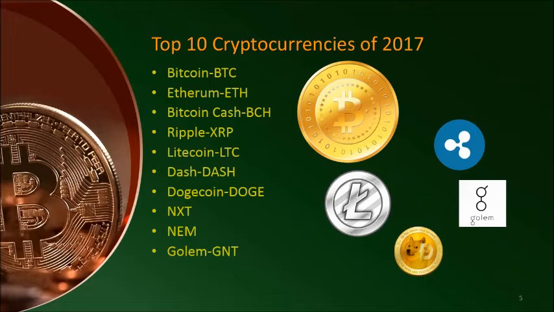So here the big logo is of Bitcoin, the L cross is of Litecoin, and the one down below is of Dogecoin. The blue one is of Ripple, and the next one is of Golem.